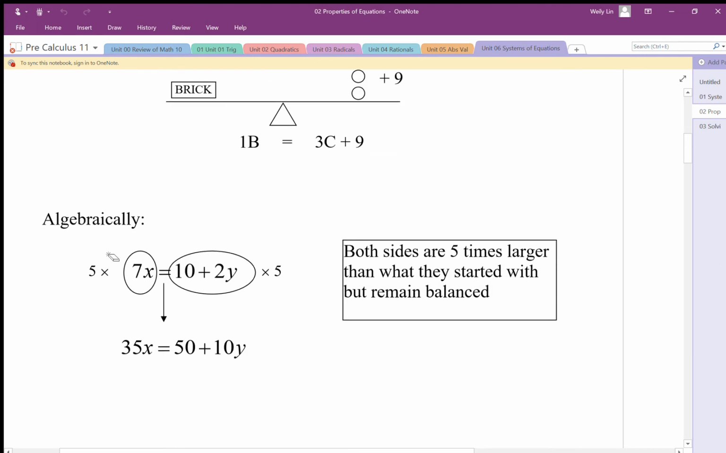If I have 7x equals 10 plus 2y, I can increase the left-hand side by a factor of 5. So I have 35x, and it will remain balanced as long as I increase everything on the right-hand side by the same factor of 5. So I get 50 and 10y. Again, everything on both sides has to be increased or decreased by those multiplying or dividing factors. So that's property 1.